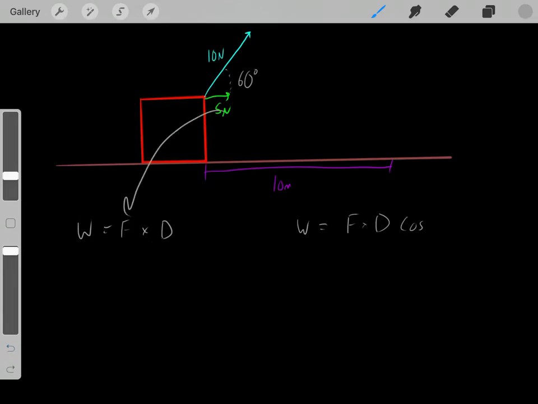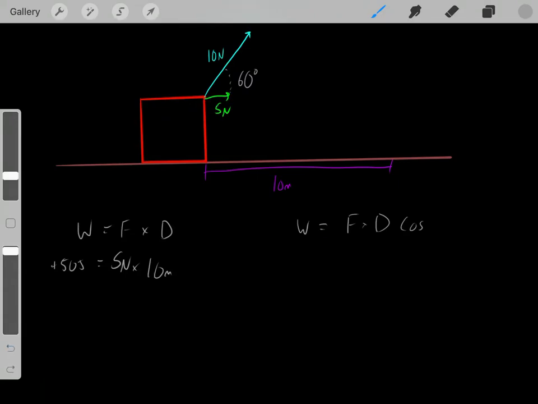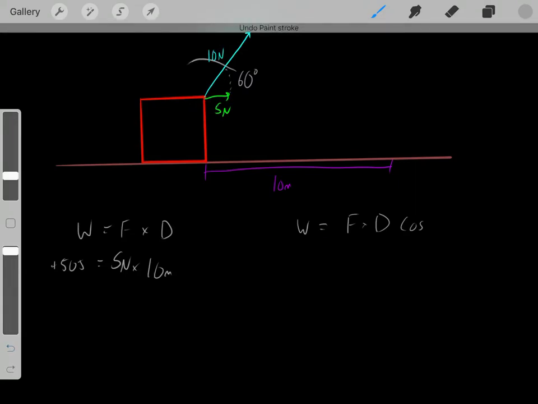So again, we would plug in this force of 5 newtons, and again, we know the distance is 10 meters. So now we would get the work that was done. The work that was done was positive 50 joules of work, because we know this force was in the direction of motion.